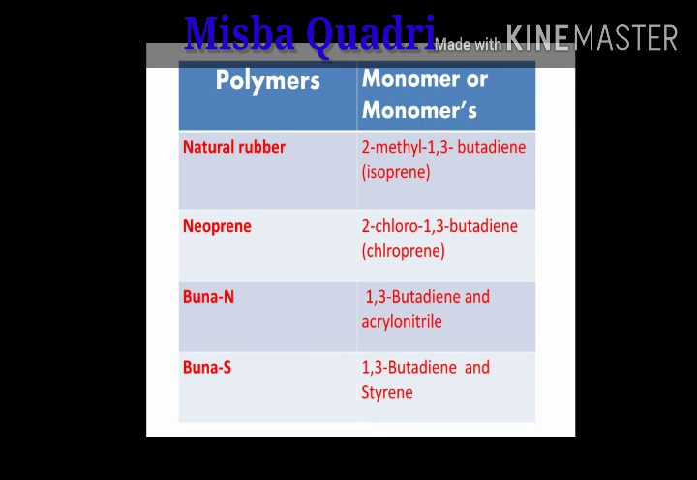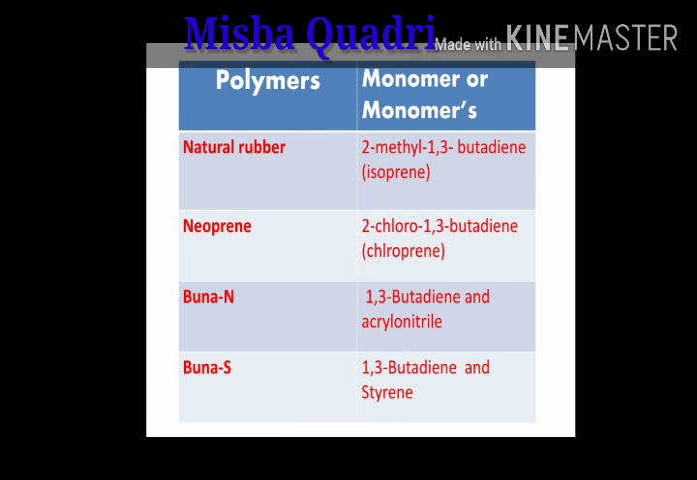Next, Buna N. For Buna N, the monomers are 1,3-butadiene and acrylonitrile. How to remember this: from Bu, butadiene, 1,3-butadiene. From N of Buna N, acrylonitrile. N means acrylonitrile. Bu means 1,3-butadiene. Next, Buna S. Bu means 1,3-butadiene and S means styrene.